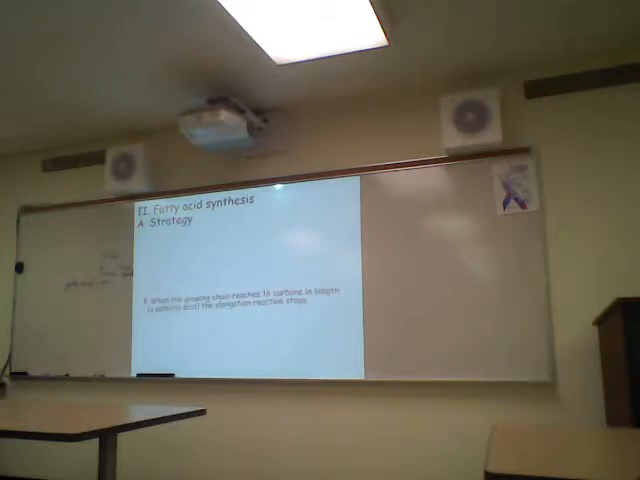So when we get to C16, we're done. We're done with our fatty acid synthase enzyme. And then we need enzymes to do the double bonds and add extra carbons if we need to. So let's do the formation of palmitic acid from acetyl-CoA.